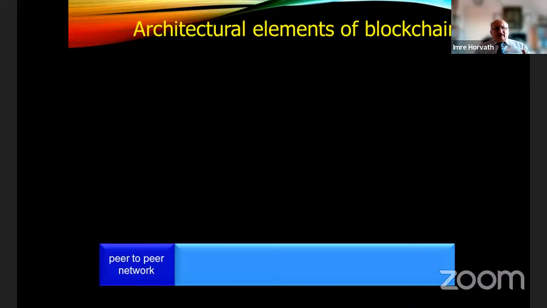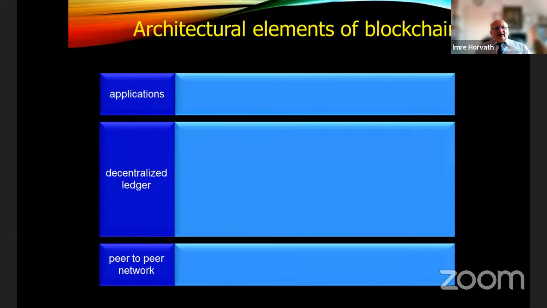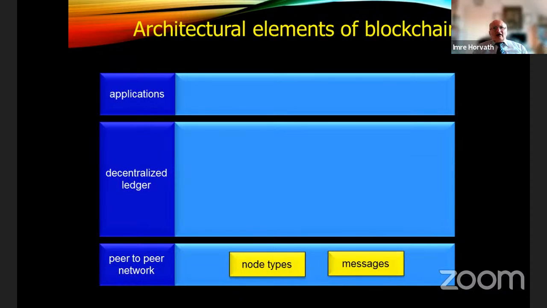The peer-to-peer network is the lowest level, and then the decentralized ledger is connected to that, and the highest level is the application layer. There are two constituent elements in the peer-to-peer network layer: the node types are handled, and the messages.